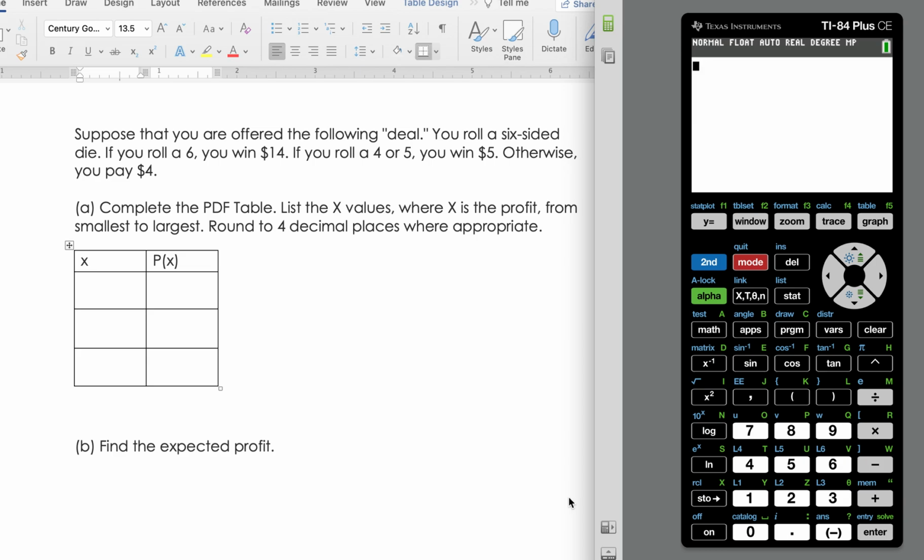Suppose that you were offered the following deal. You roll a six-sided die. If you roll a six, you win $14. If you roll a four or five, you win $5. Otherwise, you have to pay $4.